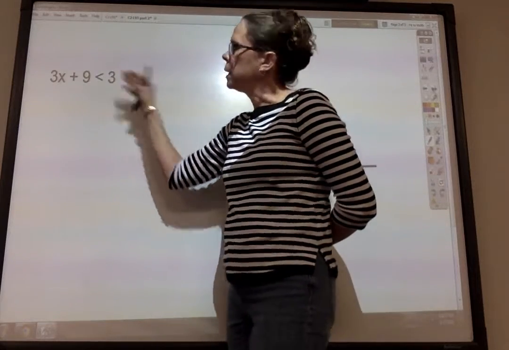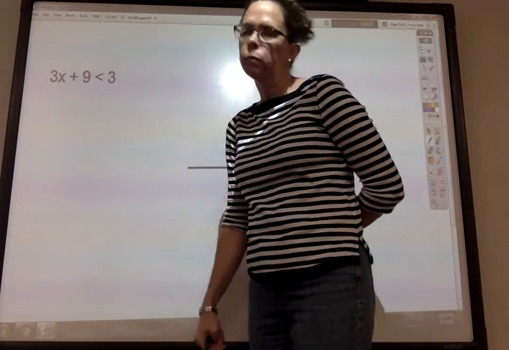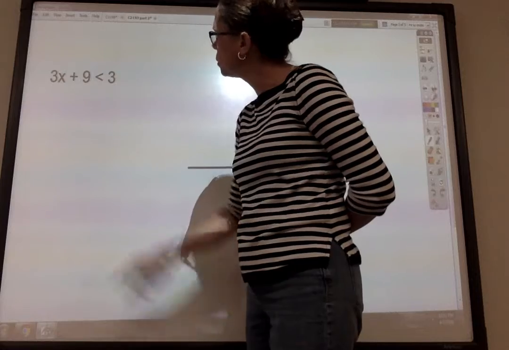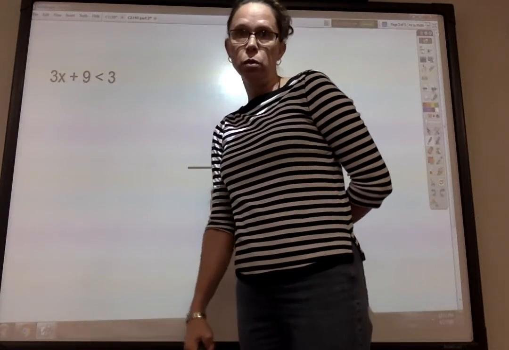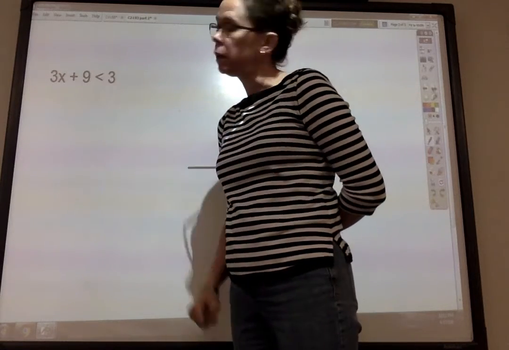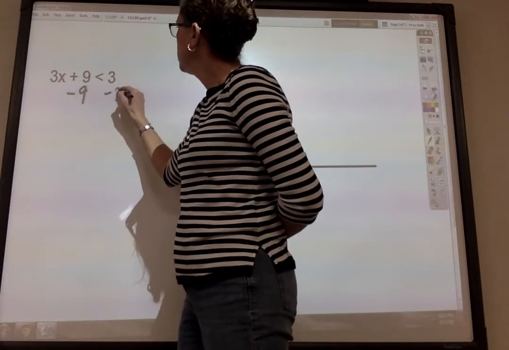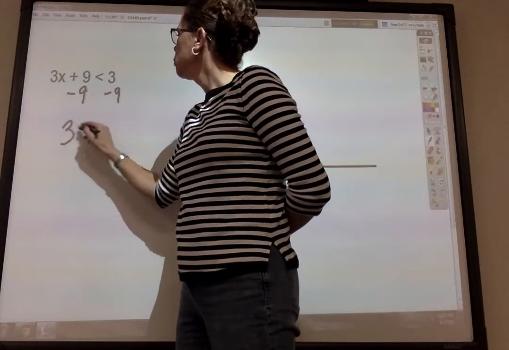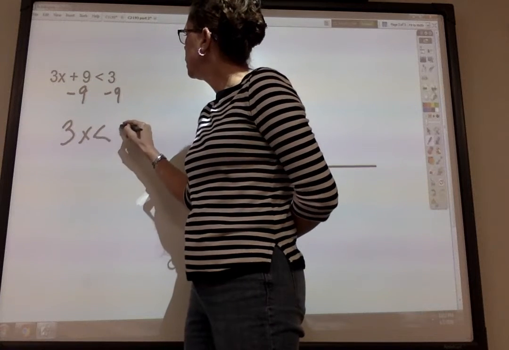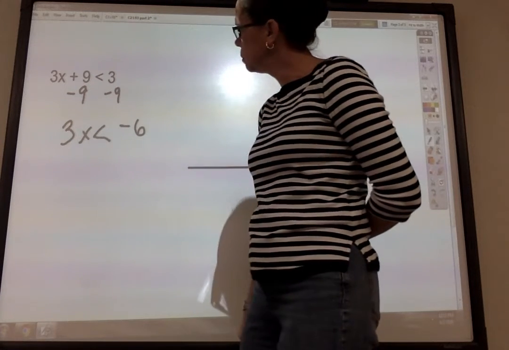3x plus 9 is less than 3. Okay? Got to go through our questions. What's the variable? X. What's happening to the term with the x? It's being added by 9. So how do I undo add 9? Subtract 9 on both sides. 3x is less than negative 6.